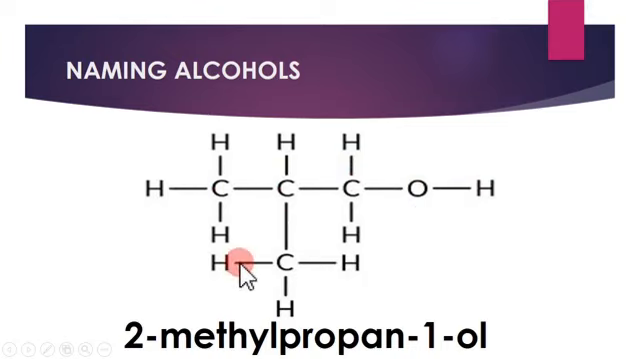Now, when we give out the name, we have to start with the alkyl group. So that's 2-methylpropan-1-ol. The methyl group is occurring in carbon number 2. Propan-1, this one is indicating that the hydroxyl group is on carbon number 1. Then that's 2-methylpropan-1-ol.